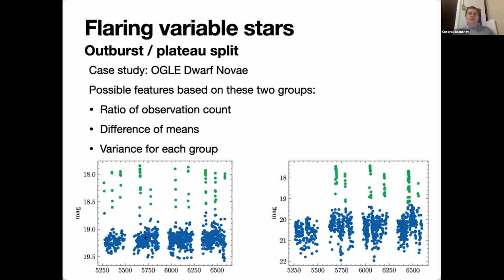Another thing which I haven't found any mention of in the document is flaring variable stars or apparently eclipsing stars. We could find a way to split the light curve into a plateau part and an outburst part, or outlier part, and extract some features from these two groups. For example, the ratio of observation counts, the difference of means of these two groups, or the variance in each group. Here is an example for dwarf novae light curves from OGLE.